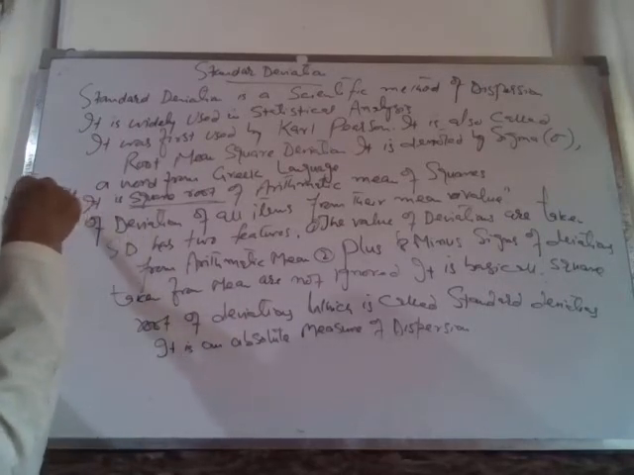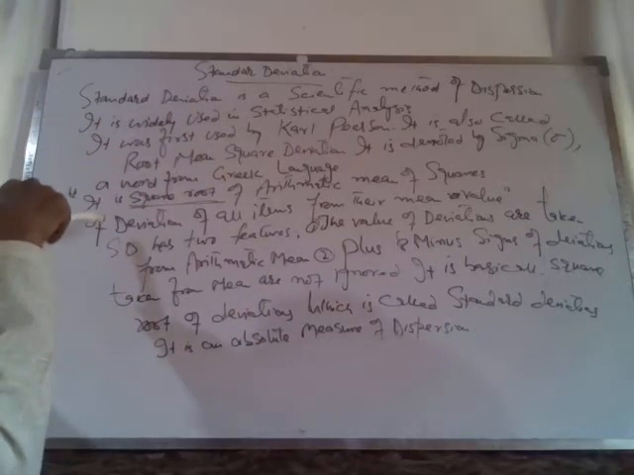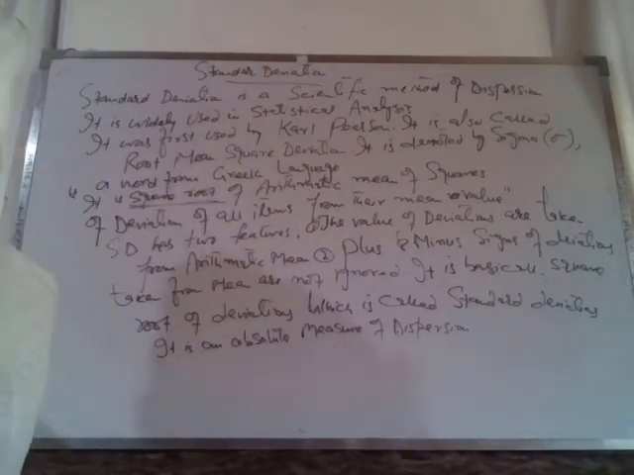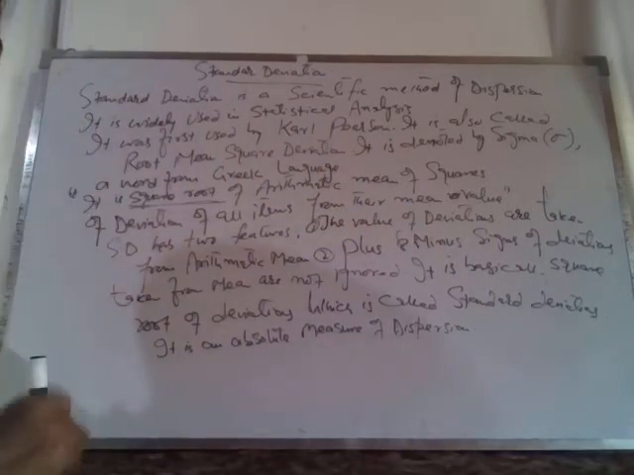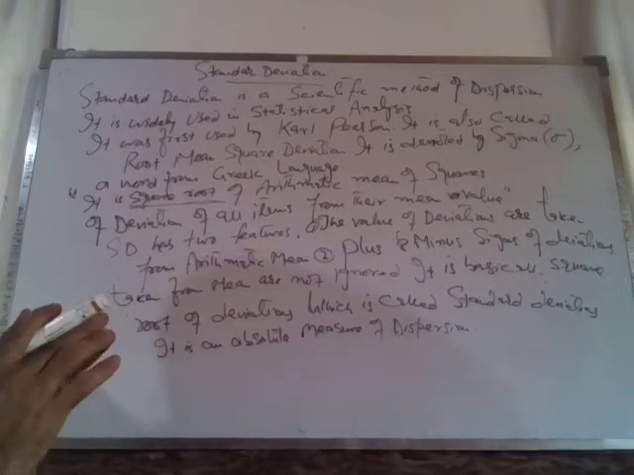Thus, what is standard deviation? This is the simple definition of standard deviation. It is the square root of the arithmetic mean of squares of deviations of all items from their arithmetic mean or from their mean value. Standard deviation has two main features. So it has two important features.